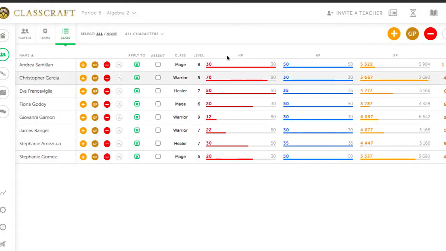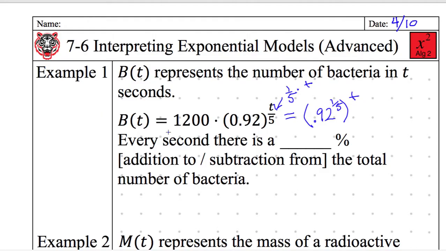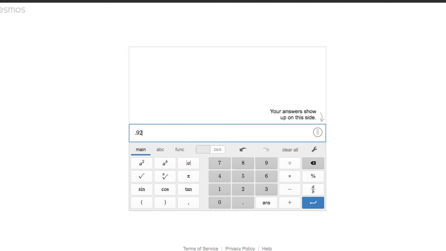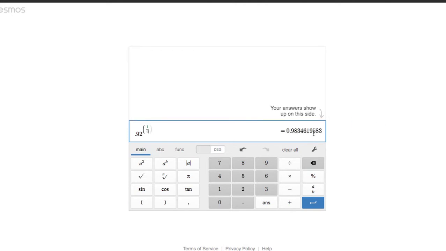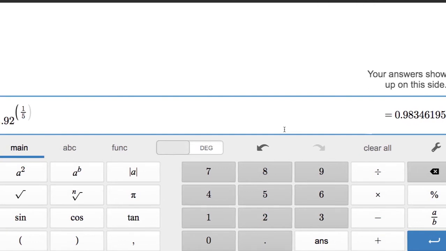I want to open up my calculator. If I go to a new tab and go to desmos.com/scientific, and I type in 0.92 to the power of 1/5, 0.92 to the power of 1 divided by 5, that is 0.9834. And I can zoom in here so you can really see what's going on. 0.9834.